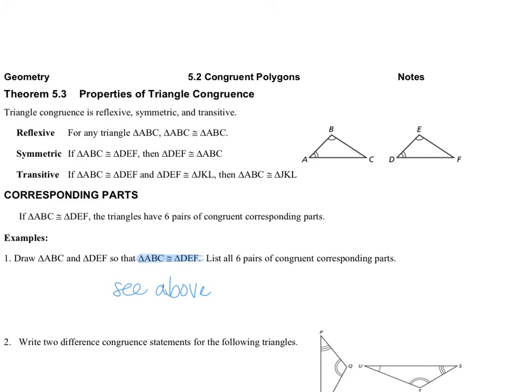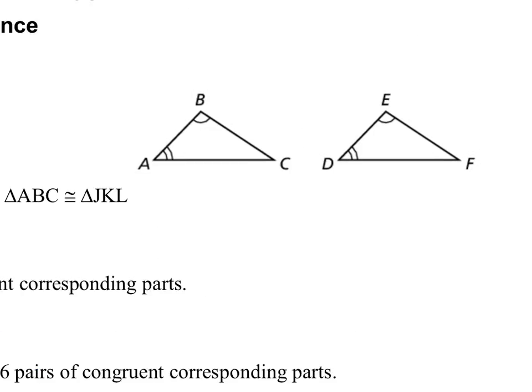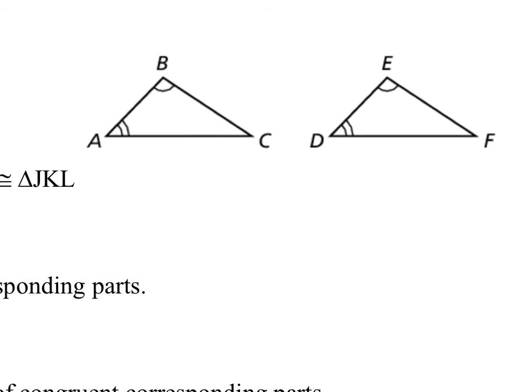List all 6 pairs of congruent corresponding parts. Corresponding means that this angle matches up with that angle and this side matches up with that side, because the sides and angles should be the same. Don't make this more difficult than it should be. Look at the picture. These 2 triangles are congruent, meaning all the sides and all the angles are congruent. Angle A is congruent to what, guys? And we're writing all 6 of these.